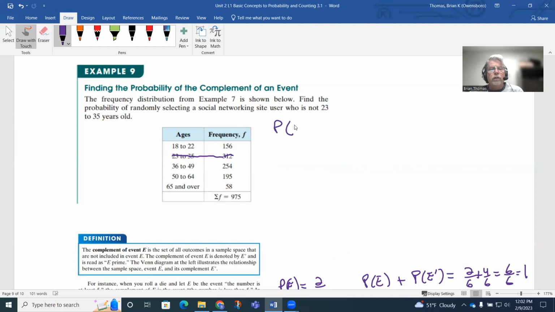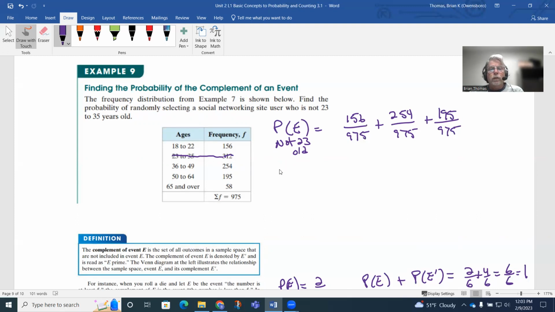So the probability of E, which we're saying is not 23 years old, would be the probability of 156 over the total frequencies, 975, plus then the 254 over the 975, and then the 195 divided by the 975. So I'd have to do all that math there.